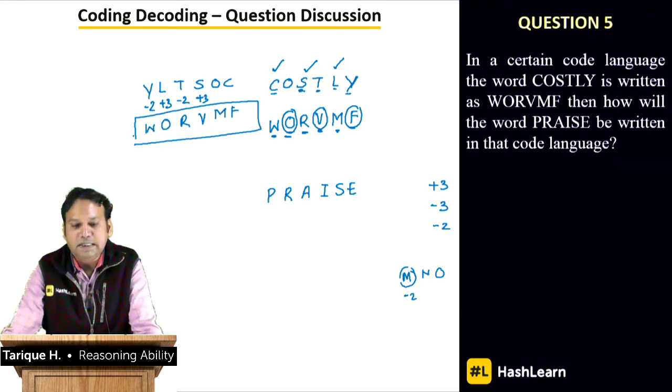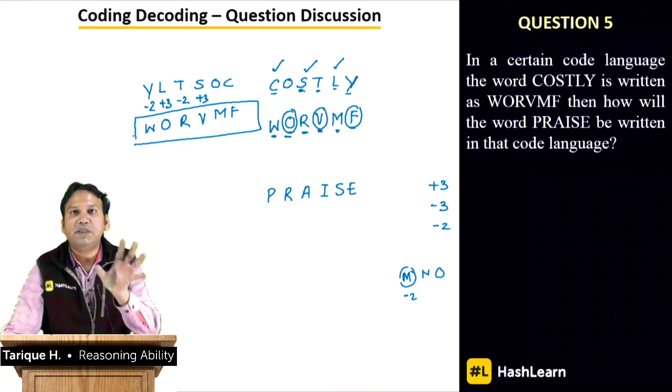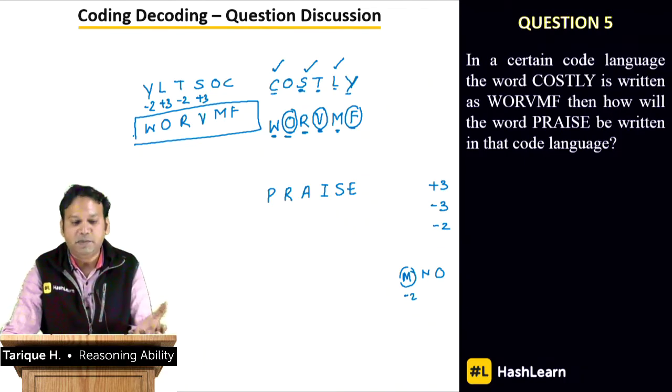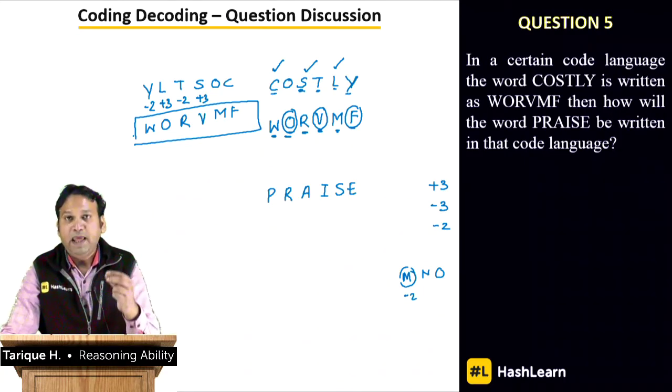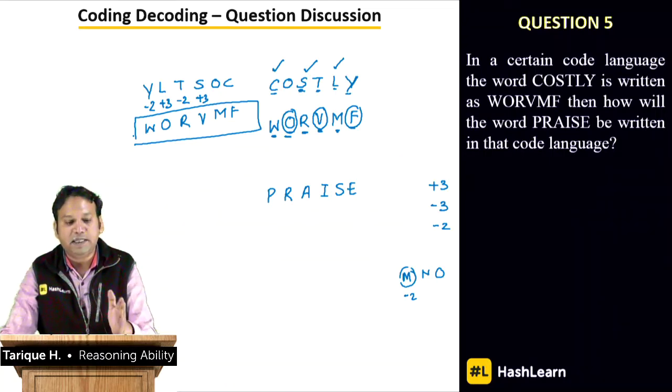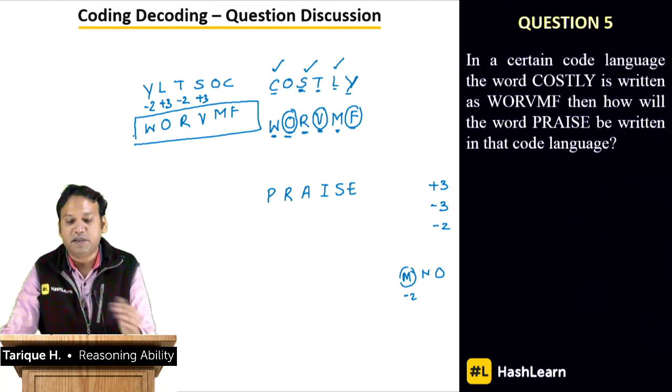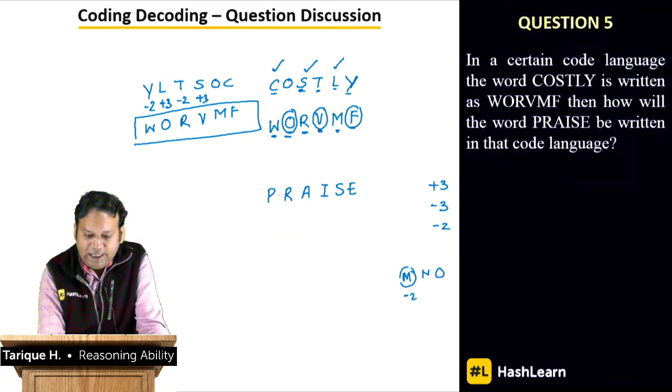So the logic here is a little complicated. What we do is we take the word costly, reverse it, it becomes YLTSOC, and then starting from the left hand side we do minus 2, then for the next letter plus 3, again minus 2, plus 3, and so on. The same technique we use for the word praise, PRAISE, we write it in reverse first.